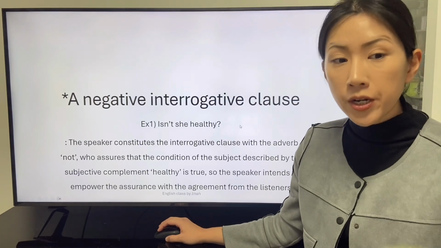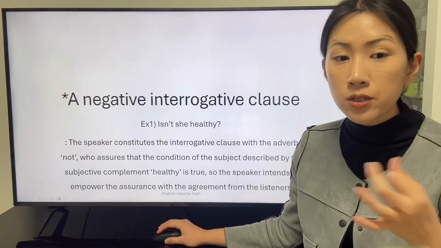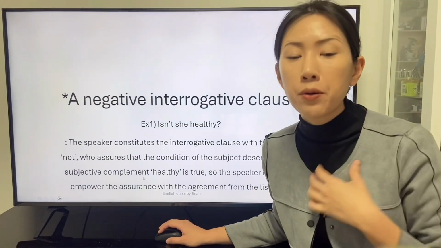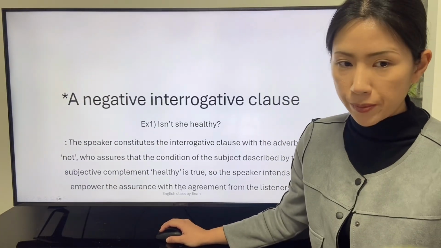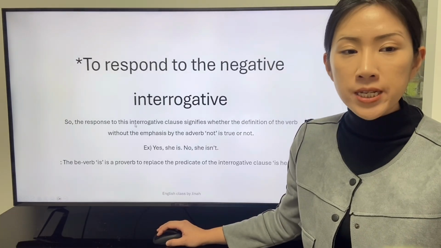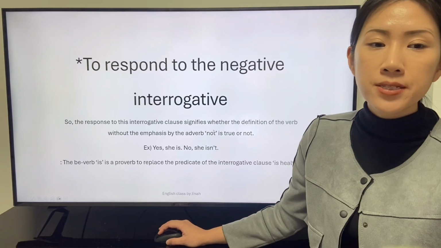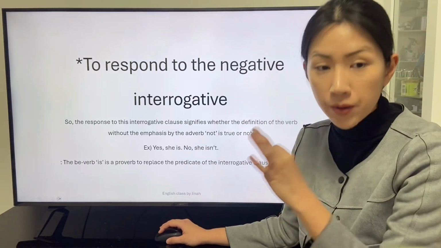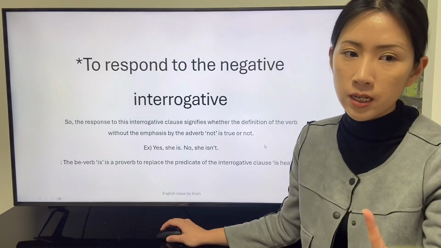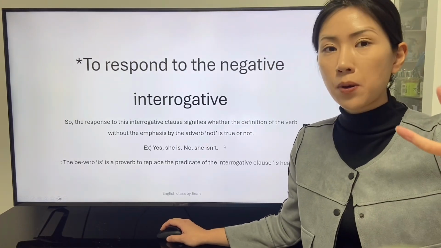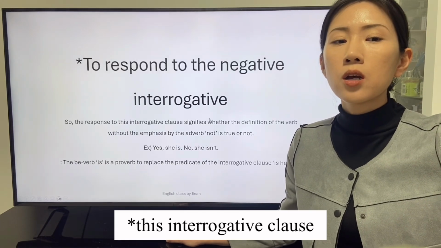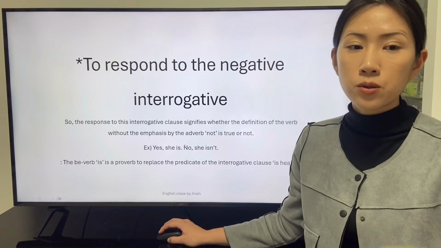But the speaker constitutes the interrogative clause with the adverb not to empower the assurance with the agreement from the listeners. So the response to this interrogative clause signifies whether the definition of the verb without the emphasis by the adverb not is true or not. The two responses to this are these. Yes, she is.